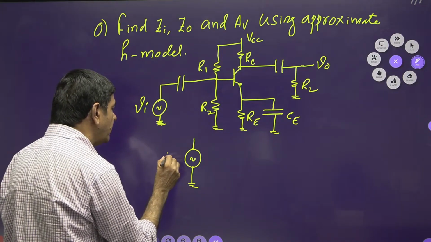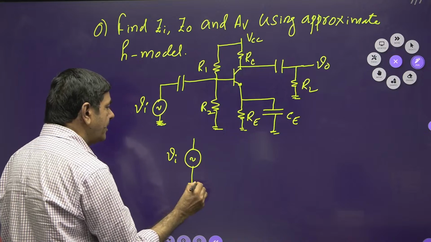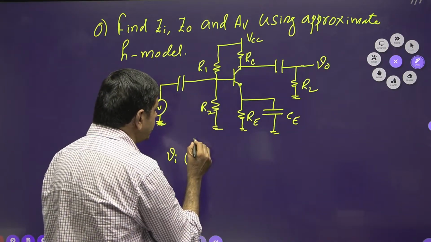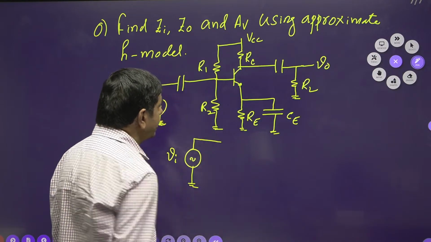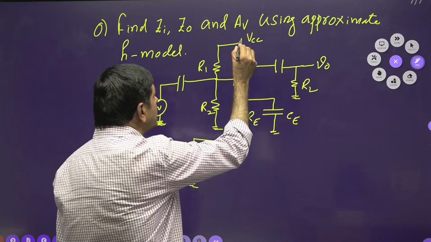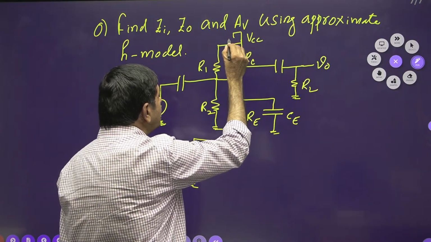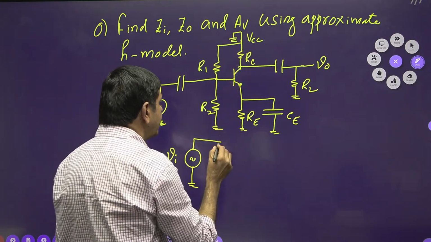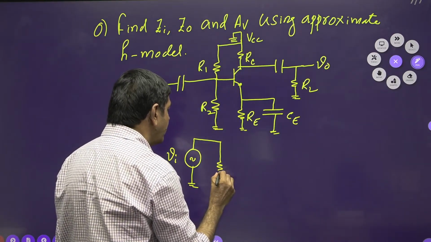Vi is connected to the ground. This capacitor must be shorted under AC analysis. Wherever the DC voltage source is, you short circuit it, as I said already. So R1 is connected to the ground.